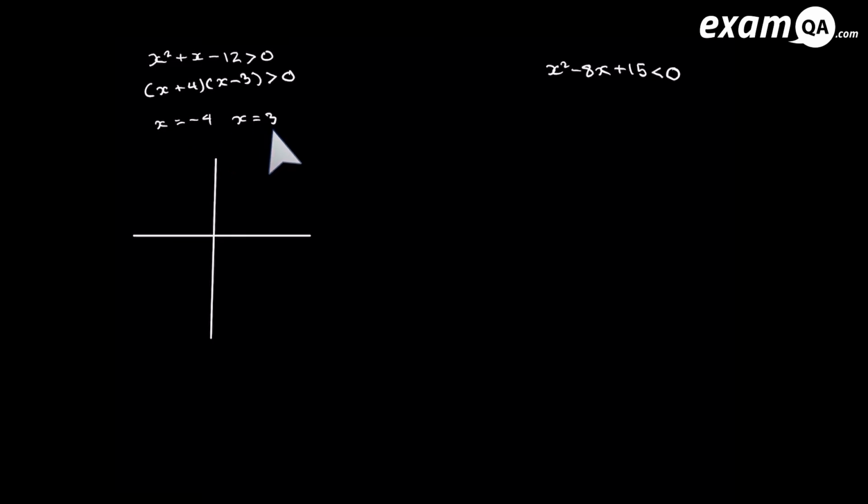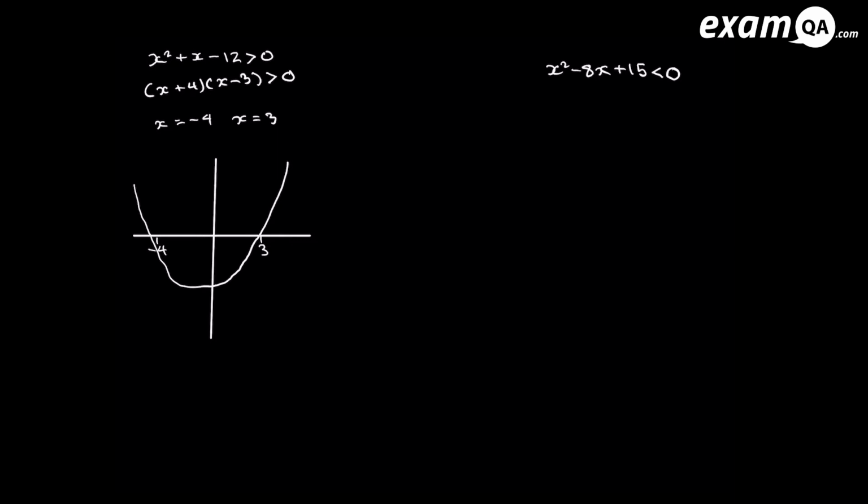Next step, we want to draw the graph. So the solutions are minus 4 and 3. So they are going to be our x-intercepts. So you should know what a quadratic graph looks like. So just sketch it on. And for this topic, we're not really worried about the y-intercept.